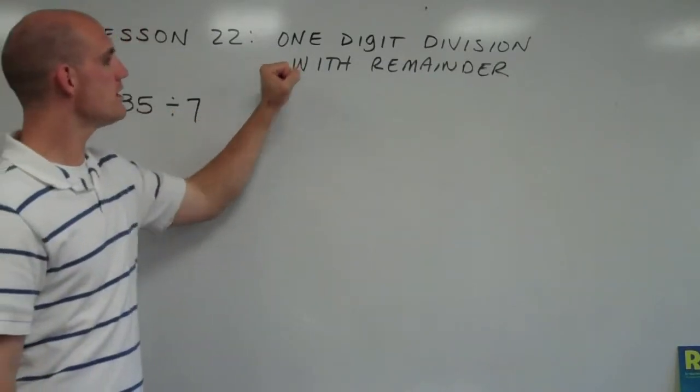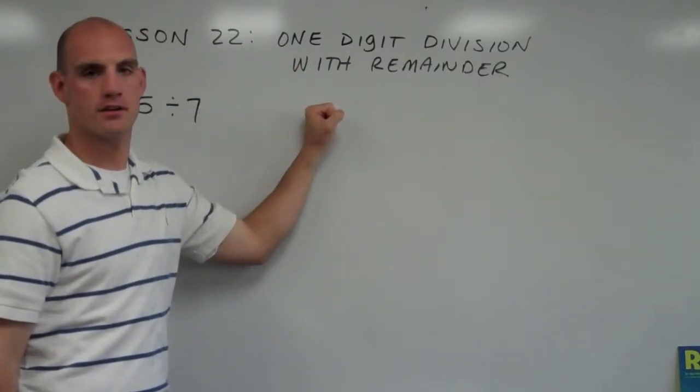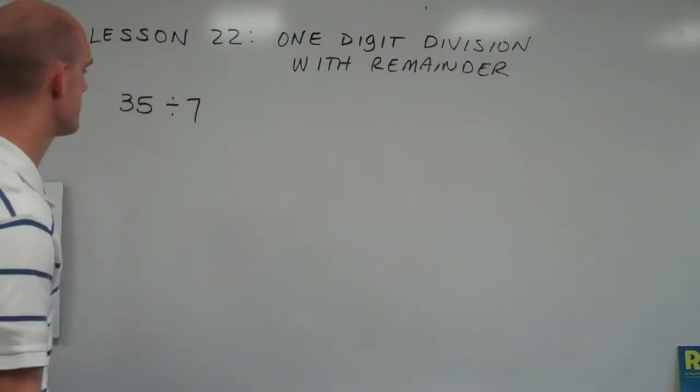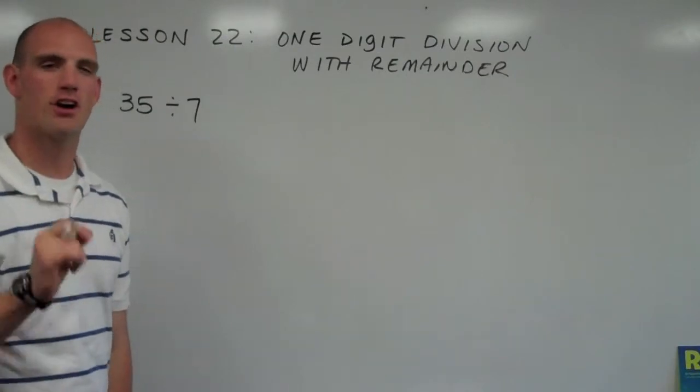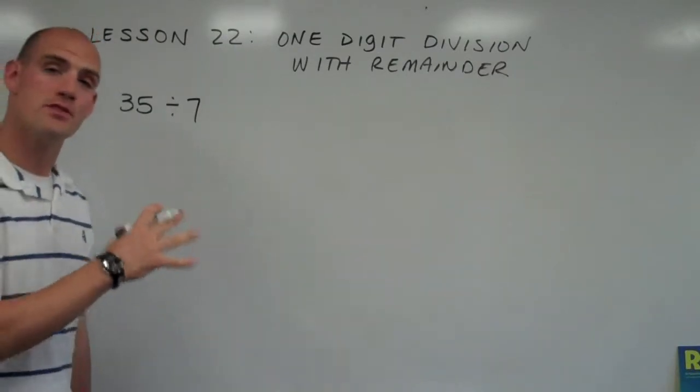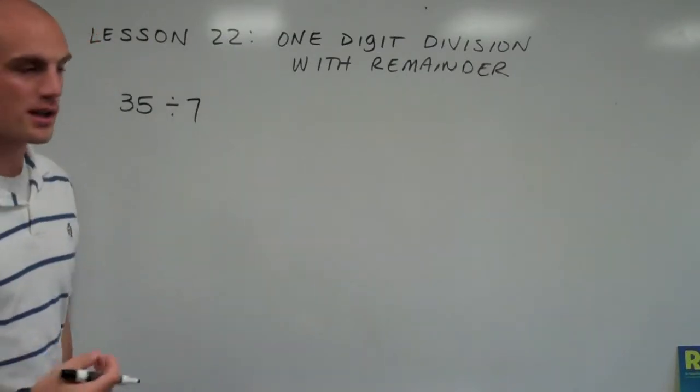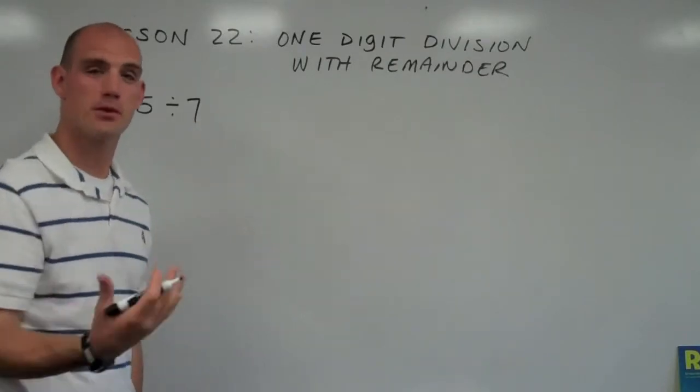Lesson 22, one-digit division with the remainder. This is the first part of lesson 22, and we need to remember that multiplication and division are inverse operations. So when we do division, we can check our work by using multiplication to see if we were correct.